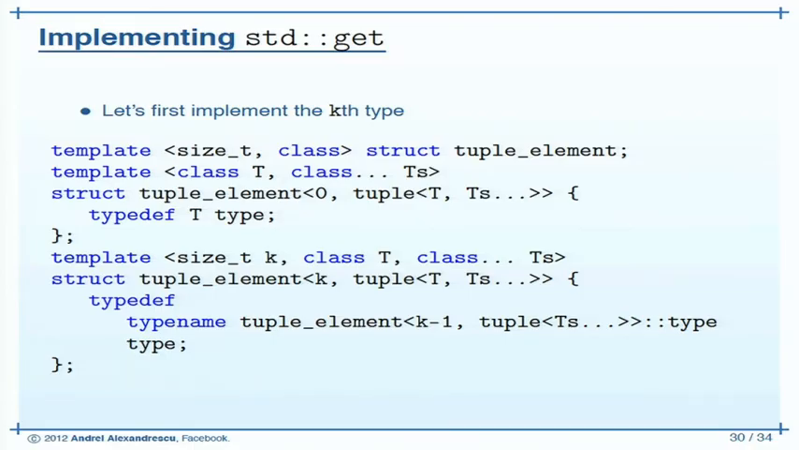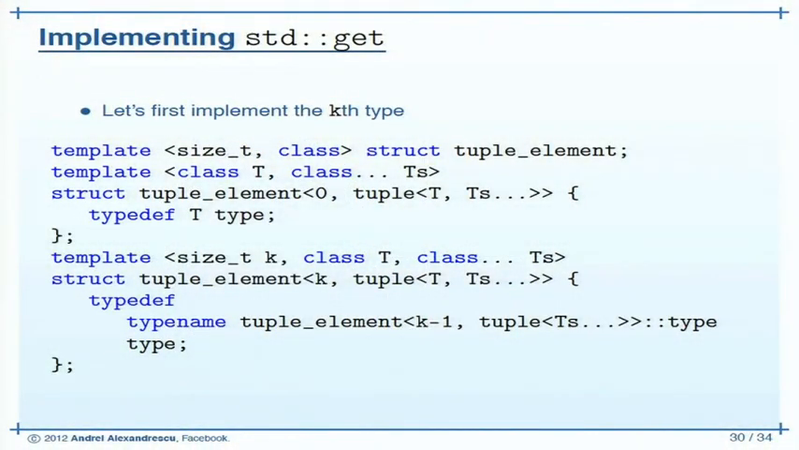To implement get, first we have a lower ambition, a smaller ambition. Let's just implement: give me the type of the kth element. Like I have a tuple with 5 elements, give me the type of the third, right? And we can get this done by, again, a simple recursion.